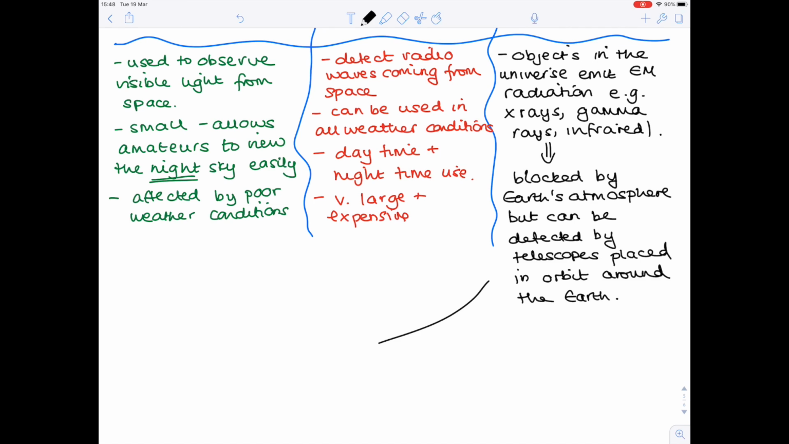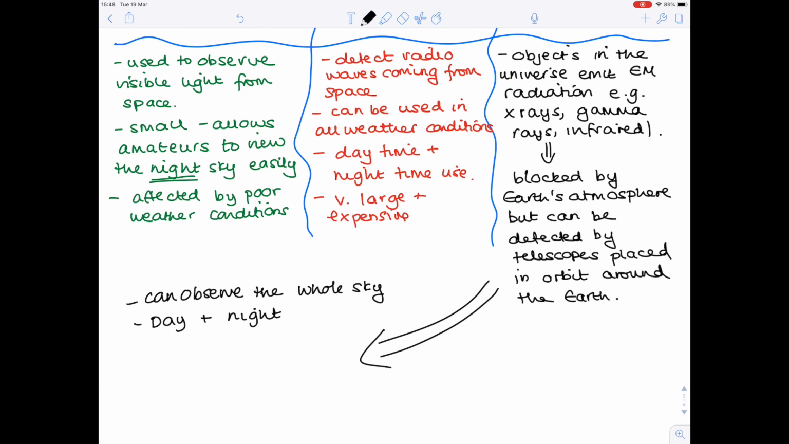Running out of space here, so I'm just going to carry on chatting about space telescopes down here. They can be used to observe the whole sky. They can be operated both during the day and night. Clearly they're going to be very expensive and they're actually quite difficult to set up. And because they're in orbit in space, we can't go and fix them if they break. Only astronauts can fix them.